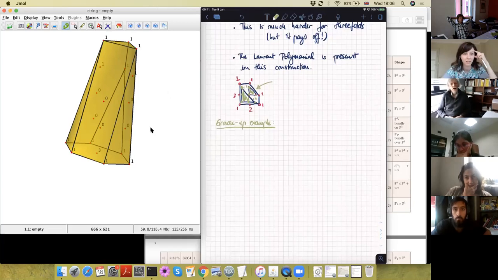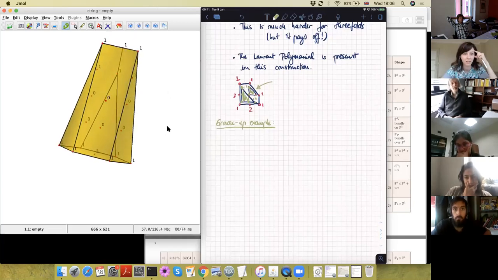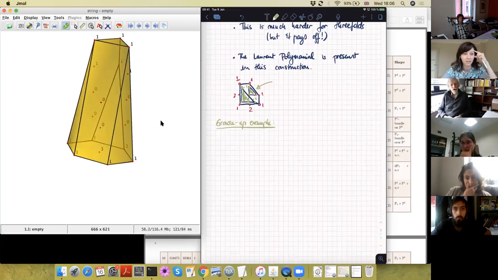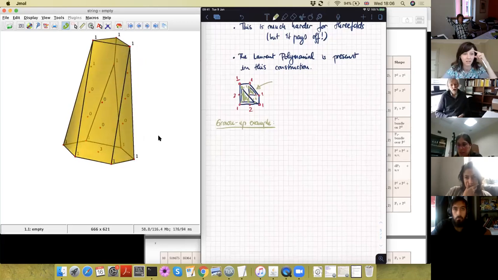Should I move it around so you guys can see it in an easier way? Will it help you? Okay, going once, going twice. Okay, I'll tell you. So in the grown-up example, the shape Z is going to be P2 cross P1.